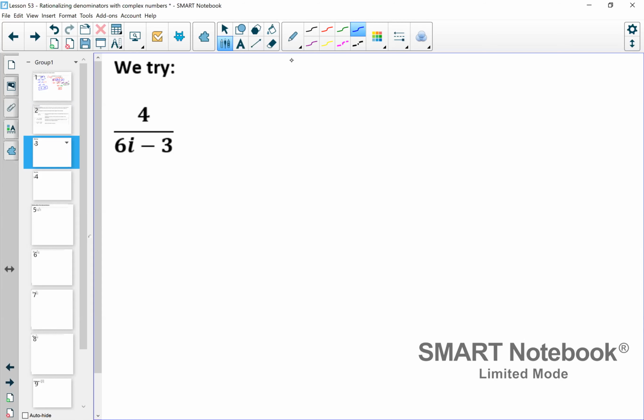All righty. So now we have another where we're rationalizing the denominator. So first things first, we have to put this in the right order. So nothing's going to happen with this 4. It's just going to chill up here. The negative 3 is going to come forward, and the positive 6i is going to come back.